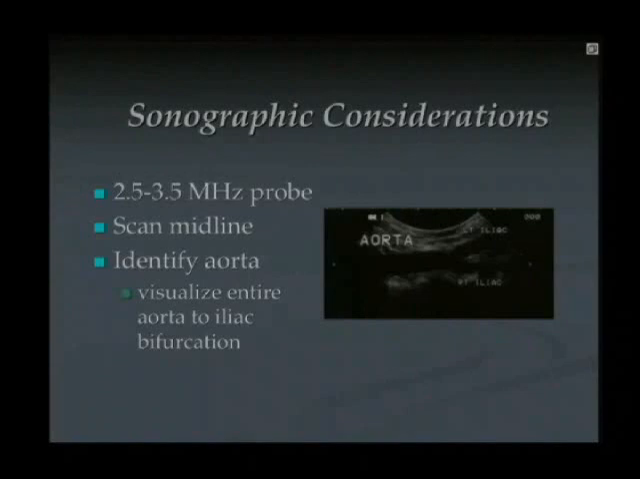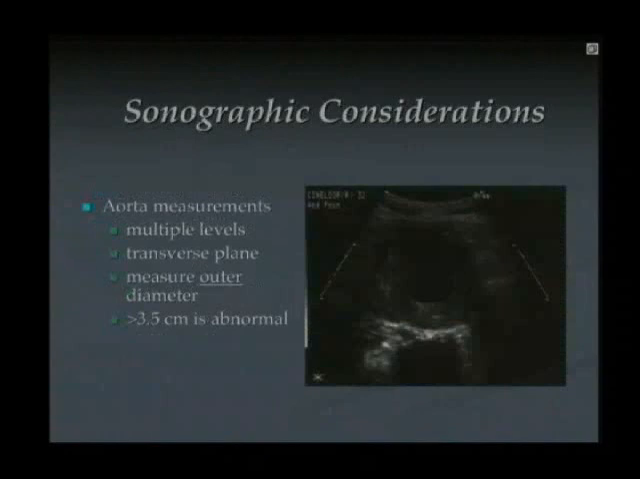The transverse plane is the plane that you really want to do the measurements in, and that is because if you're cutting a cylinder, as the aorta is, and you're measuring in longitudinal, you could actually get an artifactually smaller maximum diameter. So if you always cut in transverse, you'll get the maximum. You want to measure in multiple planes, and you measure the outer diameter.